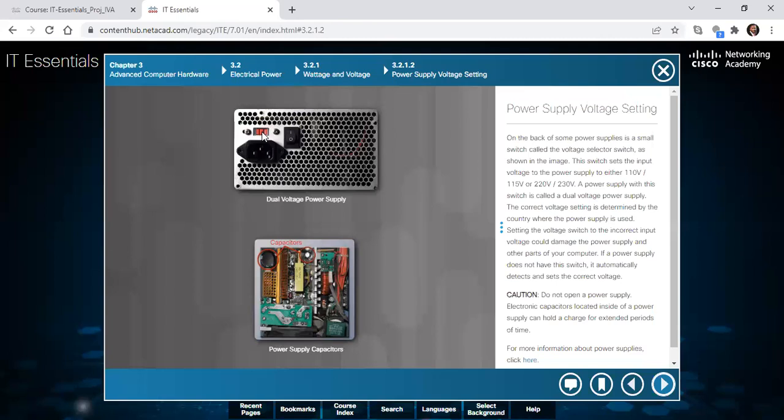If a power supply does not have this switch, it automatically detects and sets the correct voltage. That means the power supply has an auto set. But most power supplies you see today have the switch at the back. So the caution is, do not open a power supply. Electronic capacitors located inside of a power supply can hold a charge for extended periods of time, meaning no matter how you claim you're an engineer, don't open a power supply even when you have switched it off.